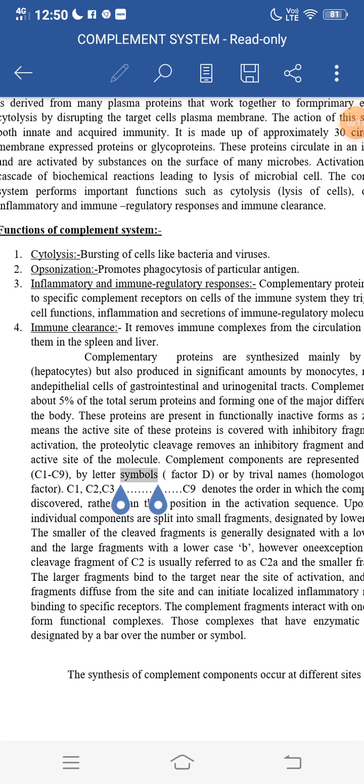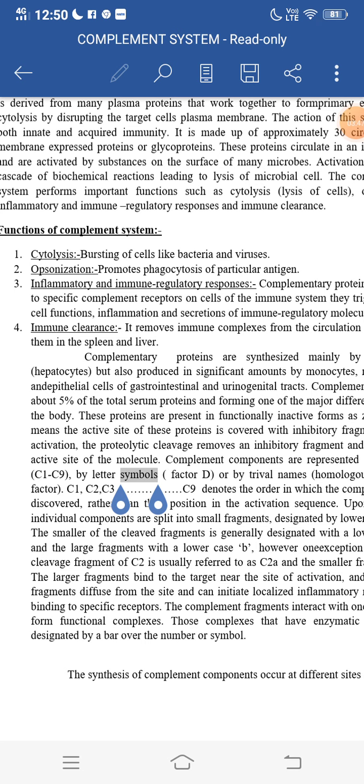When the complement system comes in contact with a foreign body or pathogen, or we can say the bacteria or viruses, which we group as the antigen, it will break it open. Cytolysis will take place, meaning this complement system will bring about the breakdown of the bacteria or the viruses, and bursting of the cells of bacteria and viruses will take place.